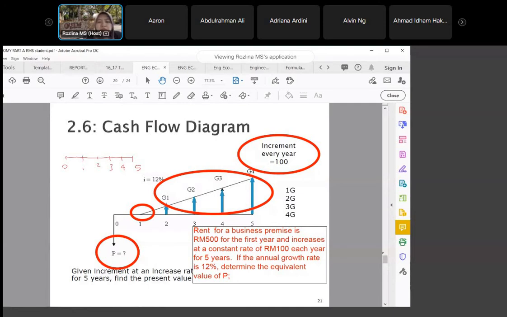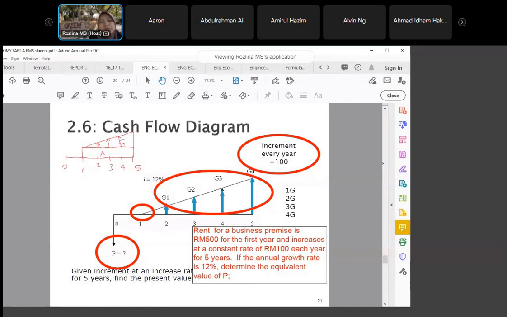Rent for a business premise is 500 ringgit in the first year. Actually, the meaning is like this: the first year, and then it increases. So the gradient must start at number 2.